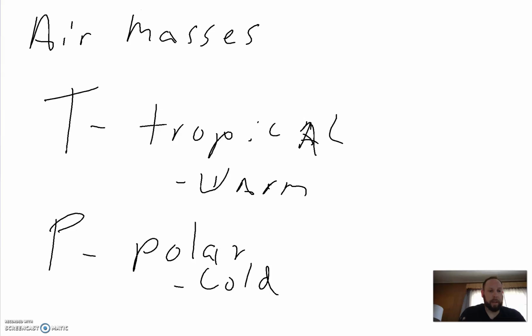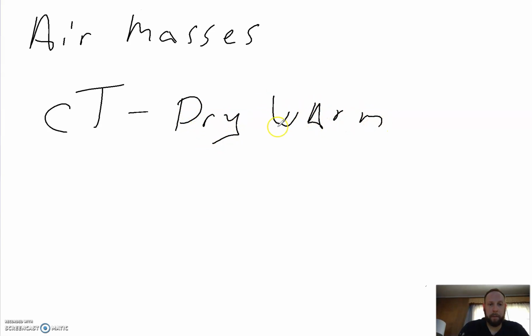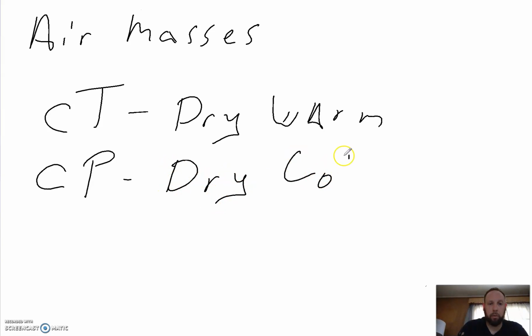Like we mentioned, we had some specifics like lowercase c, capital T, continental tropical. Continental tropical is dry and warm. It's named for where it comes from. It comes from over the land, continental, and it is dry. And it's tropical, so it's warm. Probably more common is continental polar, lowercase c, capital P. This is dry and cold, and we get our air from Canada. That's continental polar.